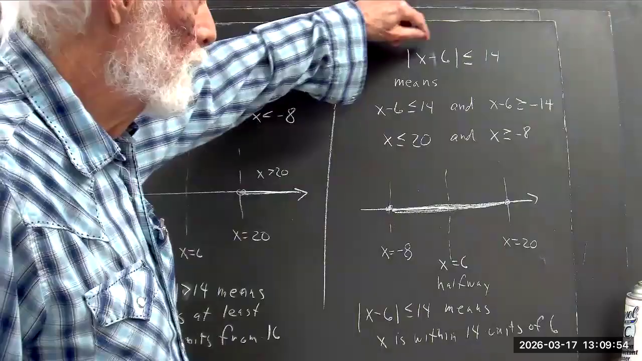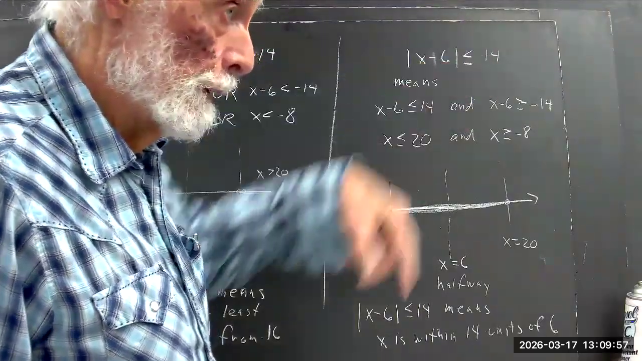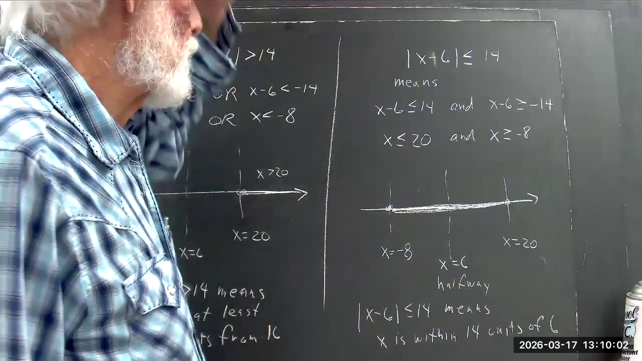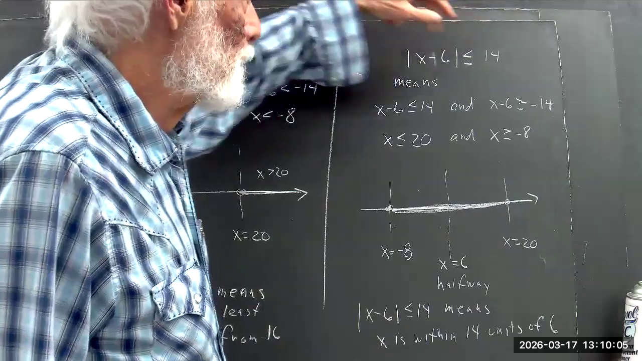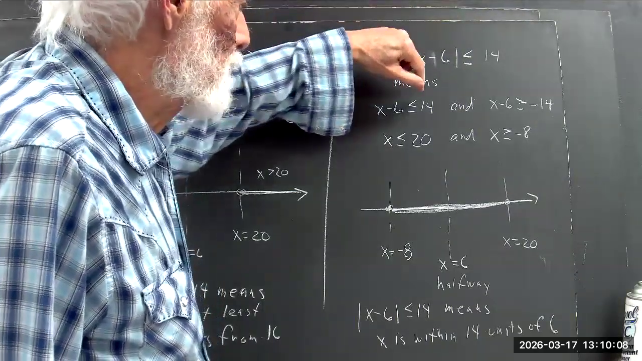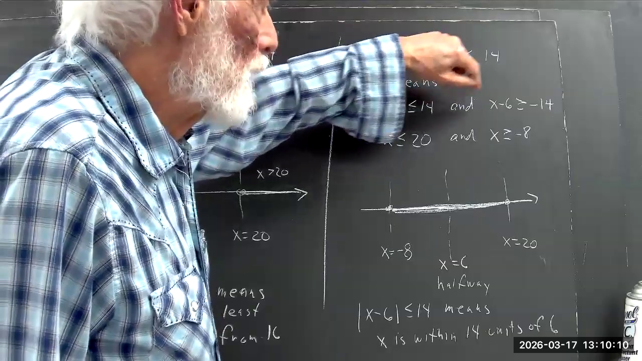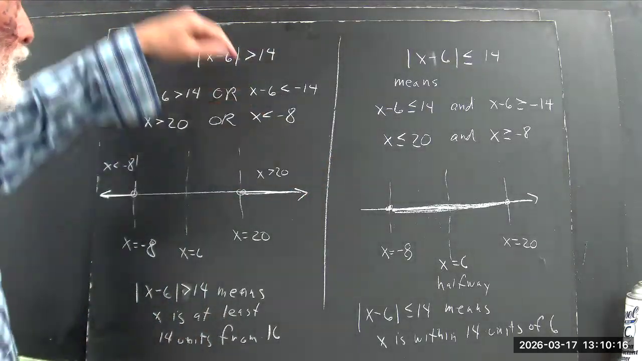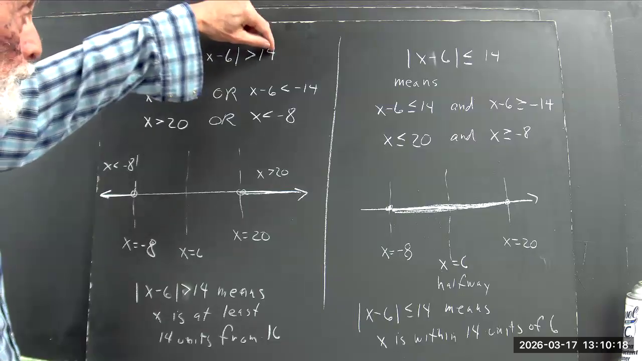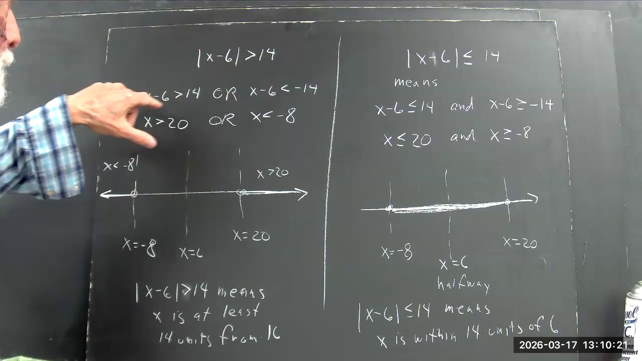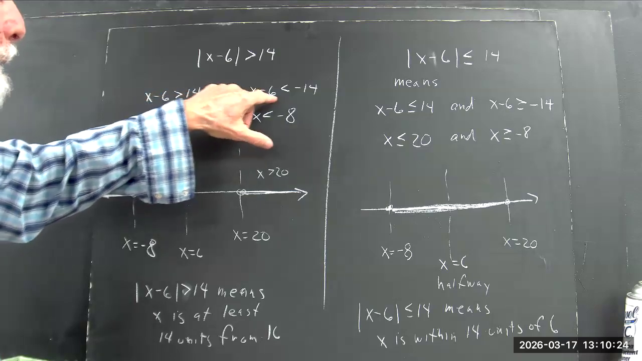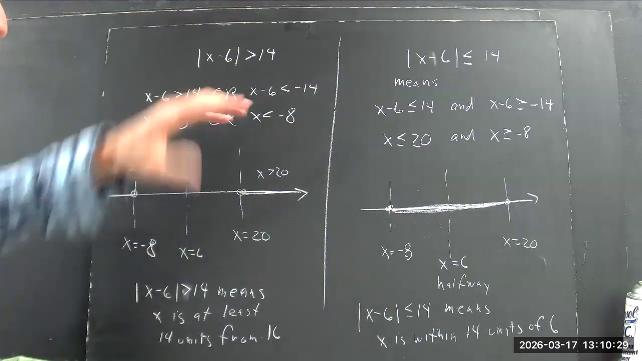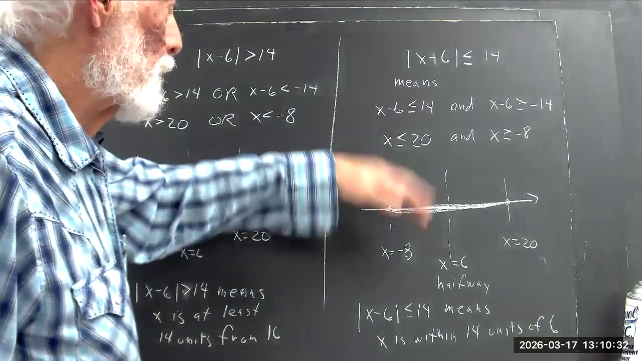Dealing with inequalities, absolute value of x minus 6 less than or equal to 14. This means that x minus 6 is less than or equal to 14, as well as x minus 6 is greater than or equal to negative 14. Whereas absolute value of x minus 6 greater than 14 translates to x minus 6 is greater than 14, or x minus 6 is less than negative 14. Now, we worked this out, but I didn't have the camera on, so we'll have to go through it.